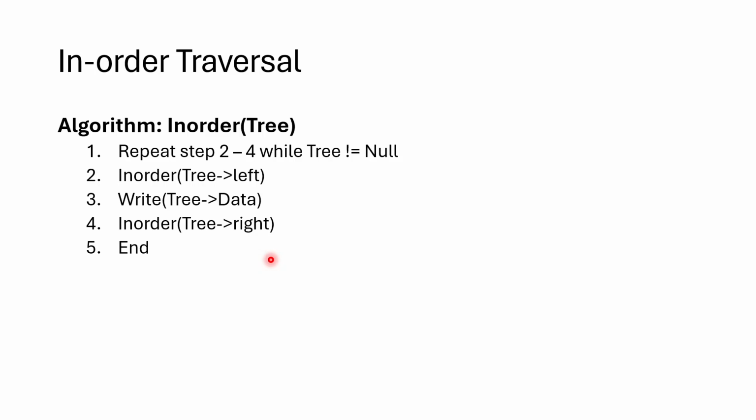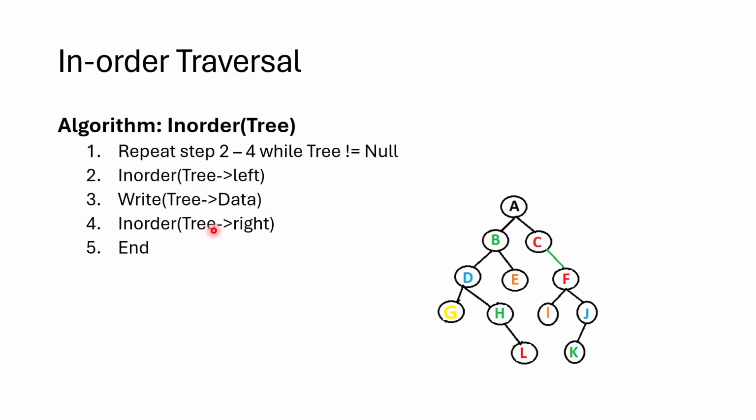So the algorithm is: while the tree is not equal to null, it will go to the in-order of the tree's left, and then write the tree's data, and then it goes to the in-order of the tree's right. Once again, the same function will be called again and again. Now see here, this is an example.